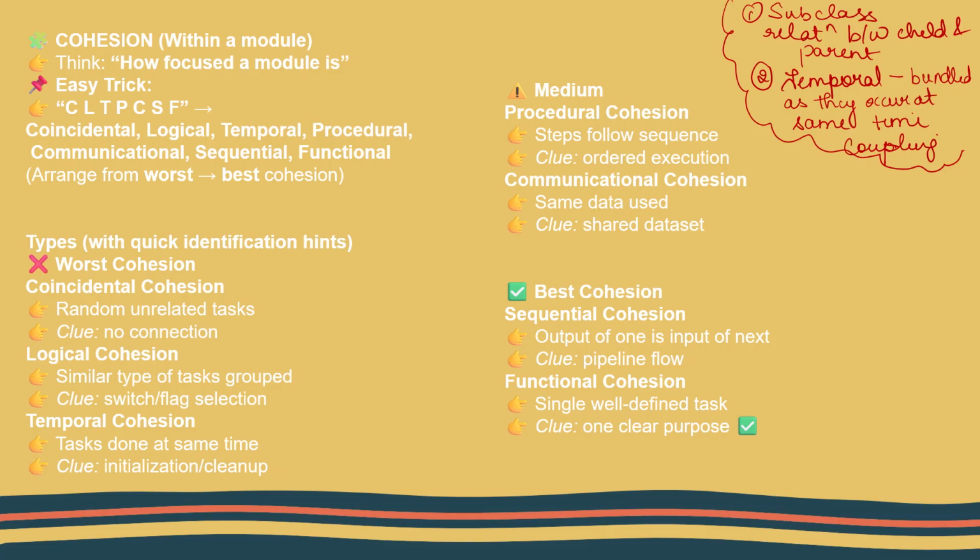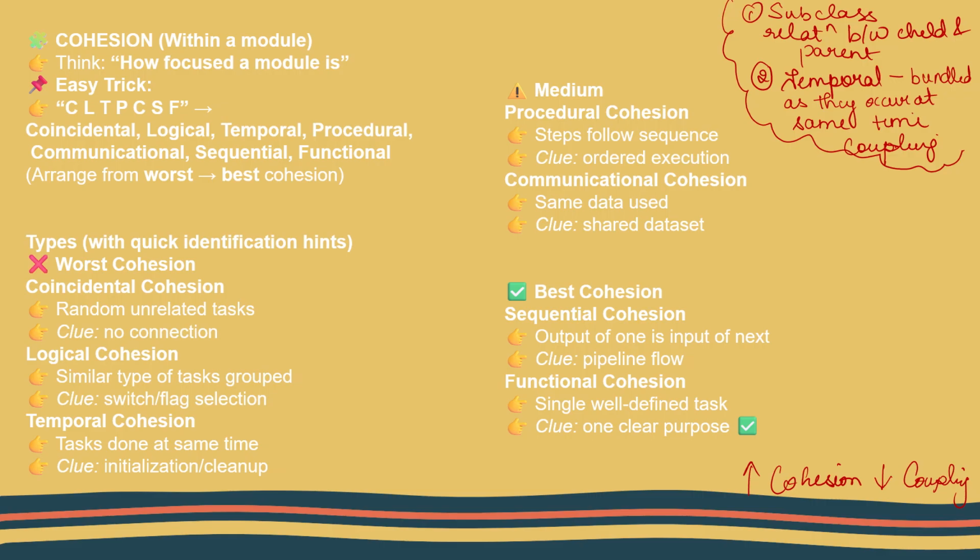Ideally, high cohesion and loose coupling are considered to be the best. So high cohesion and low coupling is considered best. Now let's start with cohesion.